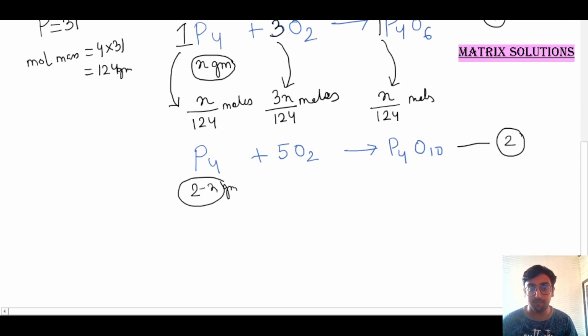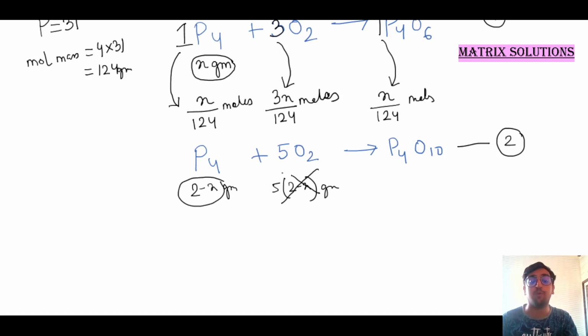Now, 2 minus x gram. Remember it is gram, so can we write 5 into 2 minus x like this? No, we can't write it, because it is in gram. We can't compare the ratios in gram amounts. We have to compare in mole amounts, not in grams. It will not become 5 times 2 minus x. Students specifically make mistakes in this portion. They find that it is, suppose, 2 grams, then it will be 10 grams. No, that is not the case. You have to convert it into moles and then compare the ratios with the amount of moles.